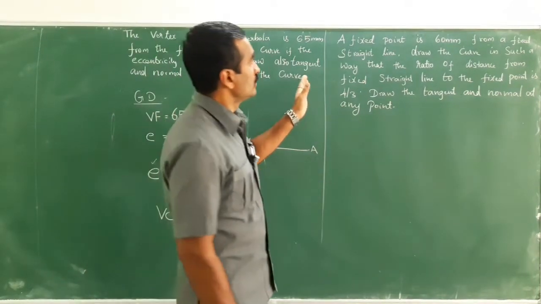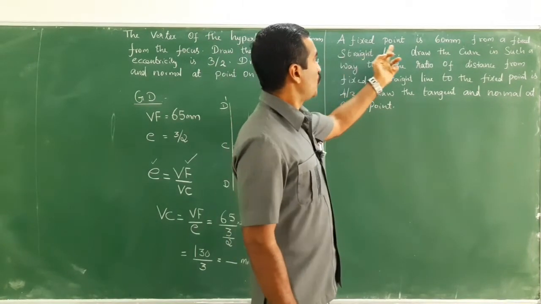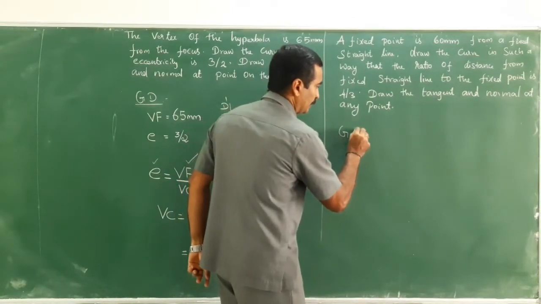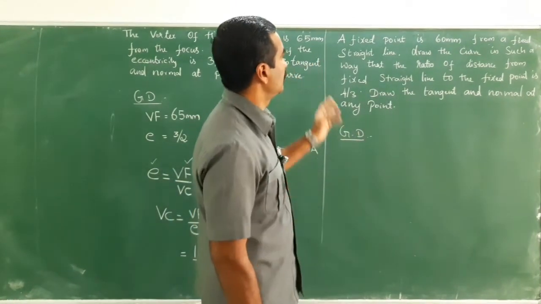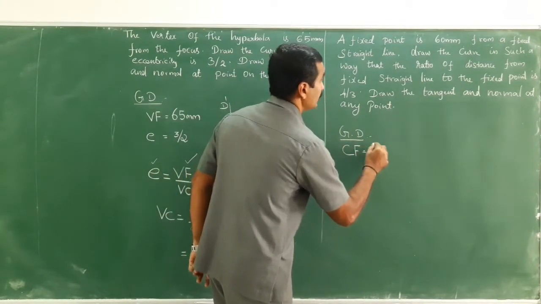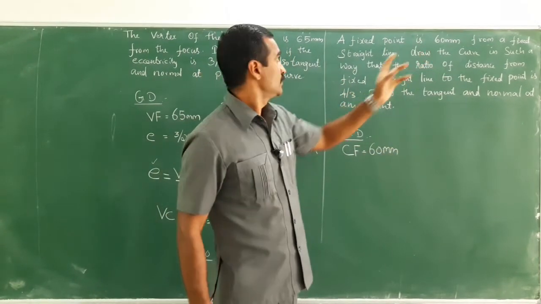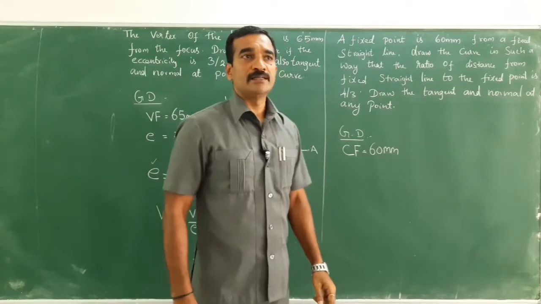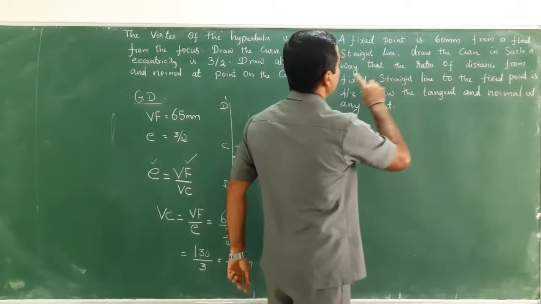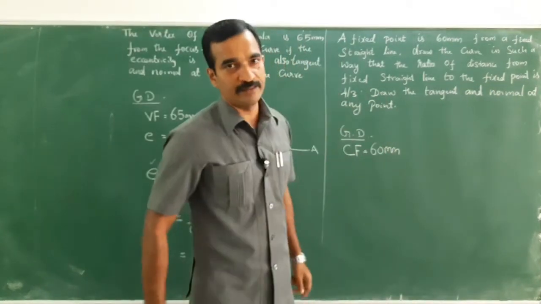So let me go to the next question. Here it says, a fixed point is 60 mm from the fixed straight line. Given data: CF is given as 60 mm. The fixed point is nothing but the focus, and the fixed straight line is nothing but the directrix. CF is equal to 60 mm. Draw the curve in such a way that the ratio of the distance from the fixed straight line to the fixed point is 4/3.